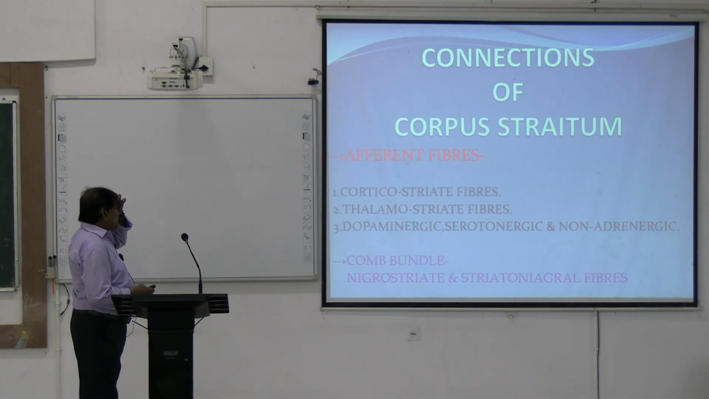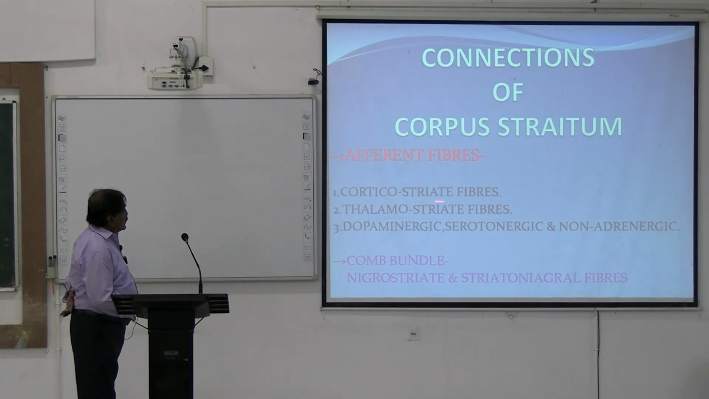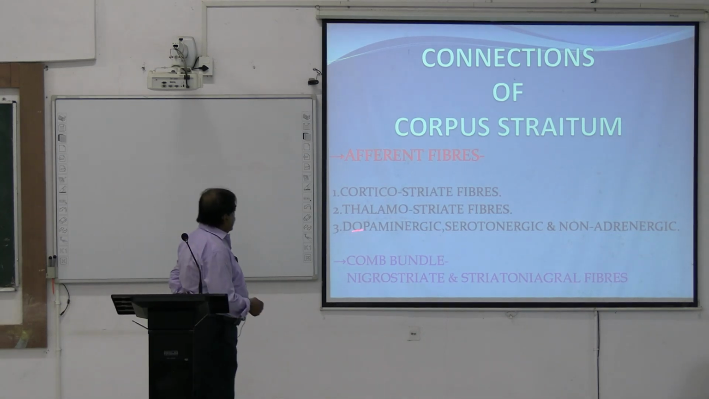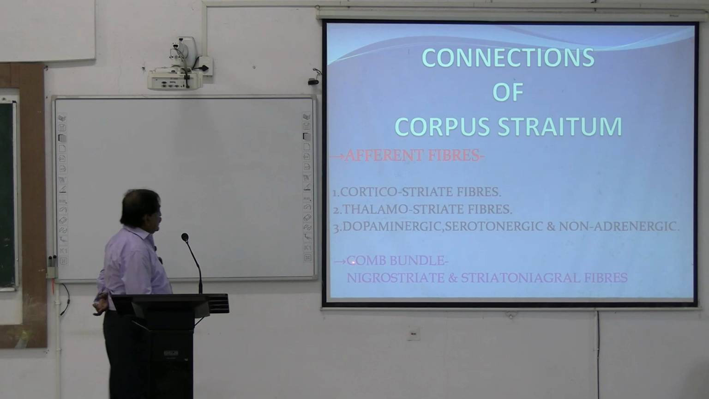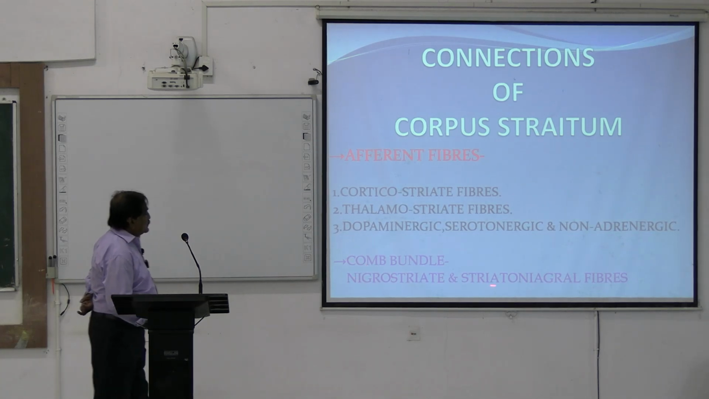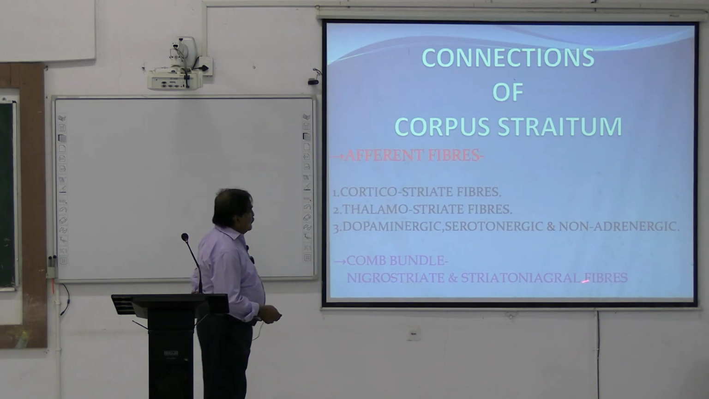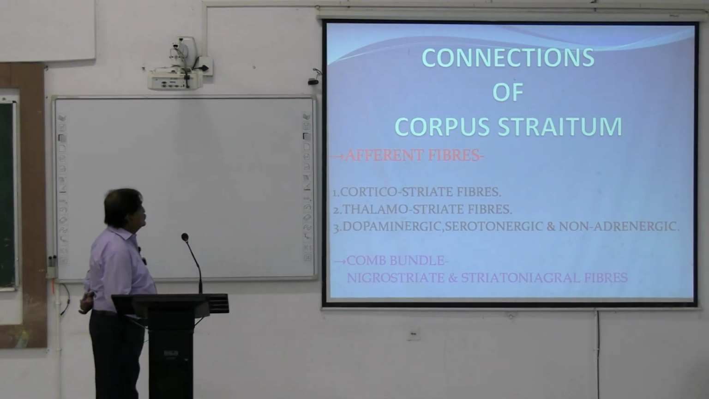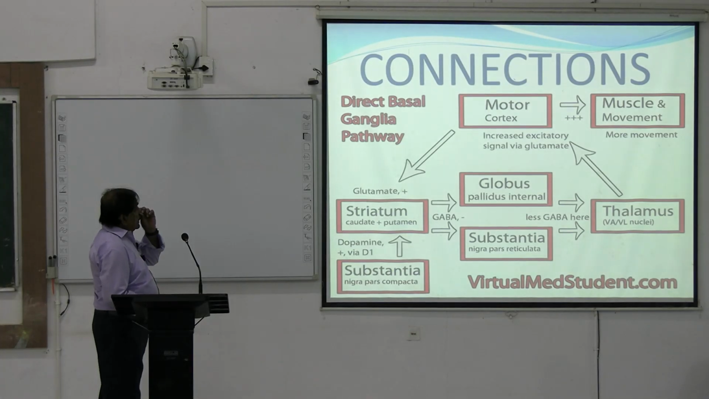Afferent fibers: corticostriate fibers, thalamostriate fibers, dopaminergic, serotonergic, and noradrenergic fibers, comb bundle, nigrostriate, stria terminalis fibers. Now connections.